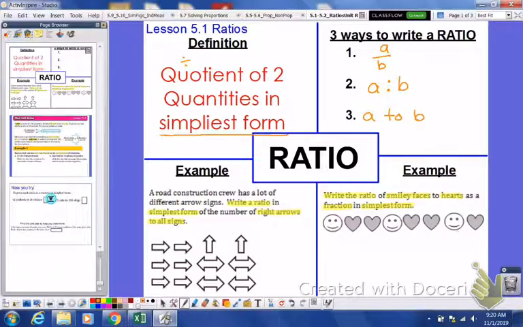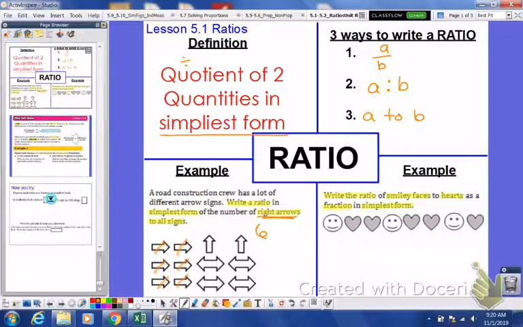So our first example, a road construction crew has a lot of different arrow signs. Write a ratio in simplest form of the number of right arrow signs to all signs. So when you're writing your ratios, first thing you have to be careful of is that you put the right number first. So what we see here, we want the ratio of right arrows, so we need to find those first. So looking for all of our arrows that point to the right. So we have 1, 2, 3, 4, 5, 6.